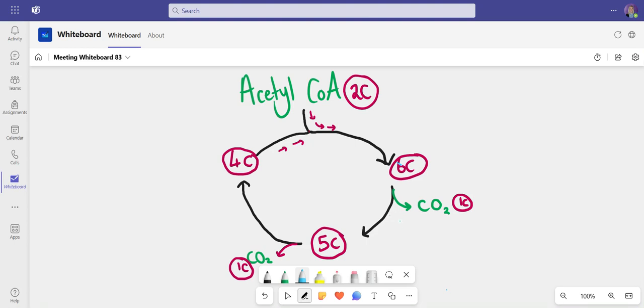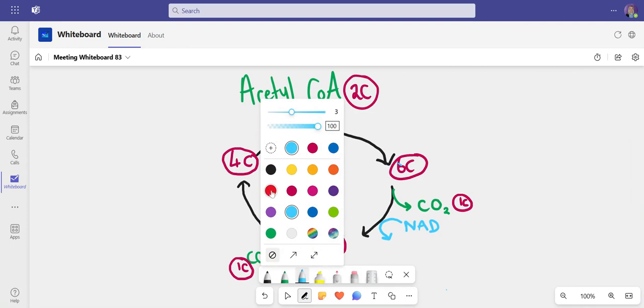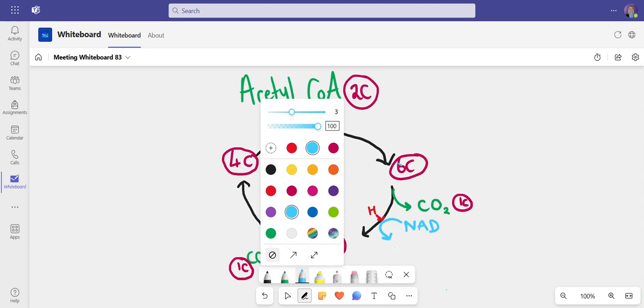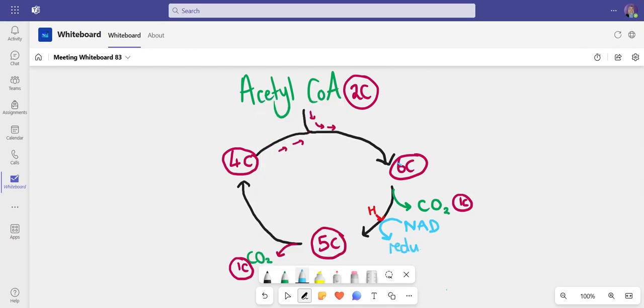So after this carbon dioxide is lost here, we're going to produce a molecule of reduced NAD. So remember what happens. We start with NAD, and that picks up hydrogens. So hydrogens are given from this 6 carbon molecule, given to the NAD, and the NAD then becomes reduced NAD.